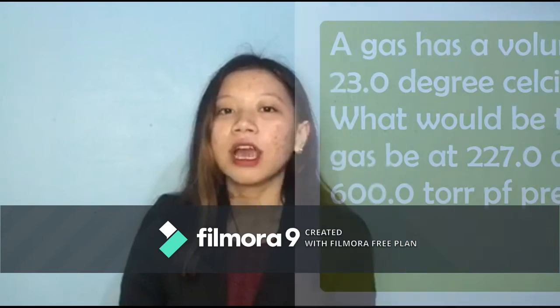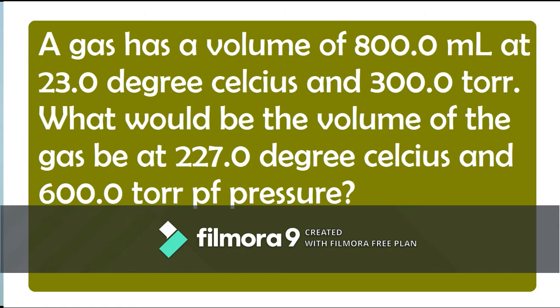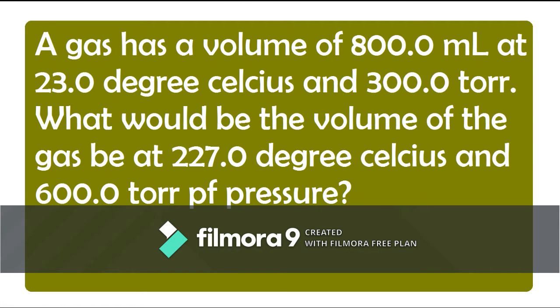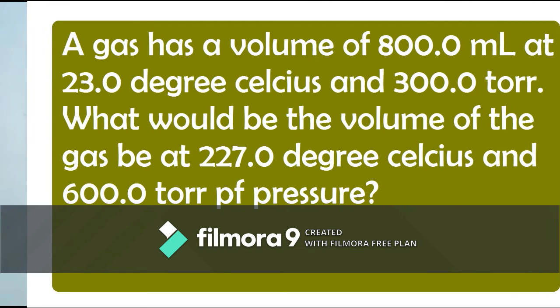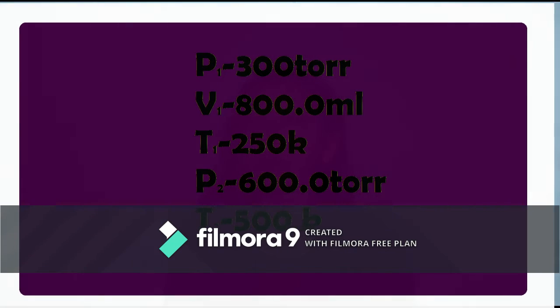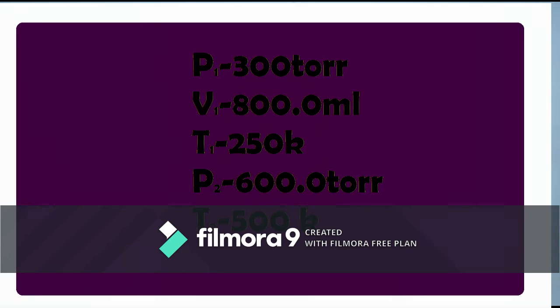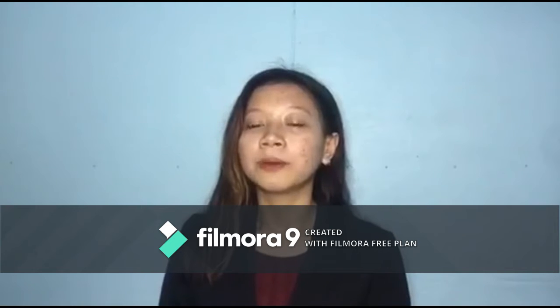So our problem is: a gas has a volume of 800.0 mL at negative 23.0 degrees Celsius and 300.0 torr. What will be the volume of the gas at 227.0 degrees Celsius and 600.0 torr of pressure? First, we need to set up all the problem values in a solution matrix. The values are P1 is 300 torr, V1 is 800.0 mL, T1 is 250 Kelvin, and P2 is 600.0 torr. V2 is the missing value. And last is T2, 500 Kelvin.